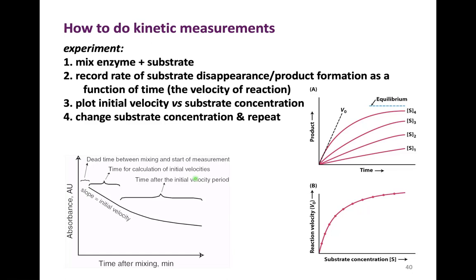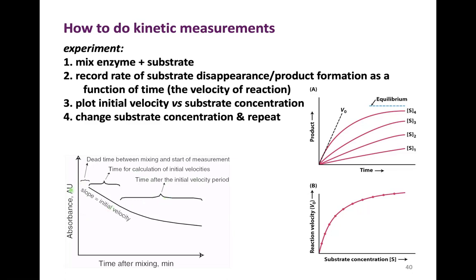Alternately, you could have a substrate that is not a strong absorber at a particular wavelength, and the product is a strong absorber at that wavelength. And so you can monitor the increase of absorbance at that particular wavelength. And again, you're monitoring it as a function of time, kinetics, right? And then you'll be plotting the initial velocity and repeating at different substrate concentrations, okay?